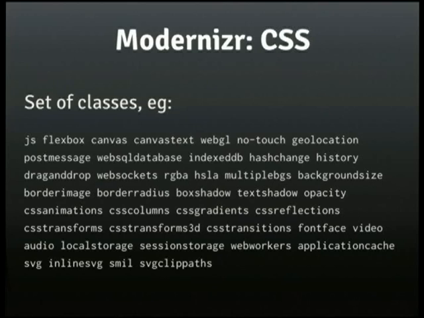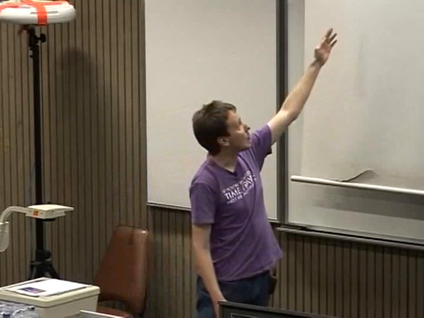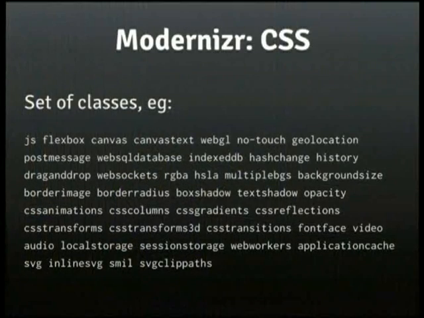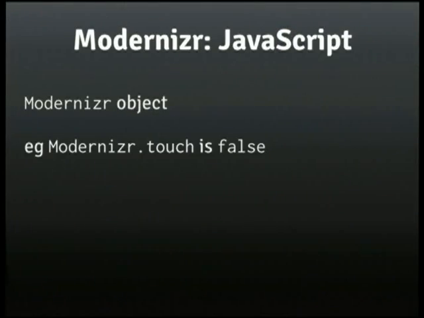There's actually nothing there prefixed with no touch. So there you go, there's one thing it doesn't do, mostly because it's a very old MacBook. And you also get a JavaScript object. So these are classes that are applied to the HTML element, so you can match these in CSS. But you also then get a JavaScript object as well with the same thing. So Modernizr touch is false on this particular browser. If I had my tablet down here, it would be true.